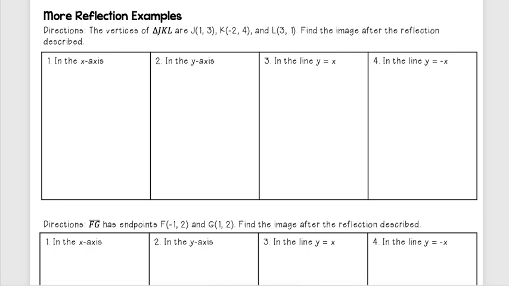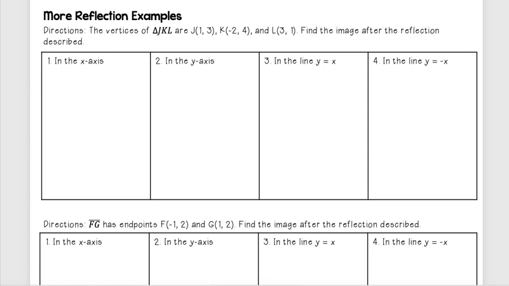In this video, we're going to look at those other 4 types of reflection. So reflection in the x-axis, y-axis, line y equals x, and line y equals negative x. I'm given this triangle JKL, and I want to find the image after the reflection described. This one, I'm not asking you to graph it, I just want you to find those new endpoints.